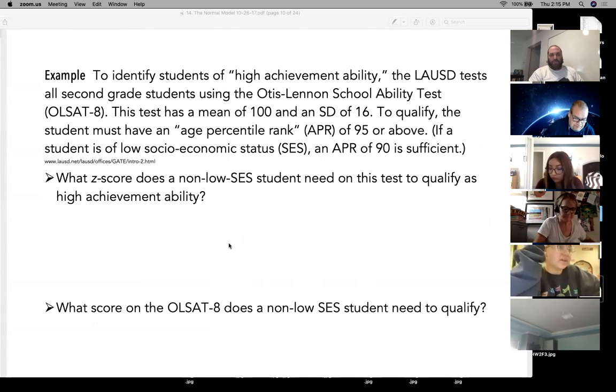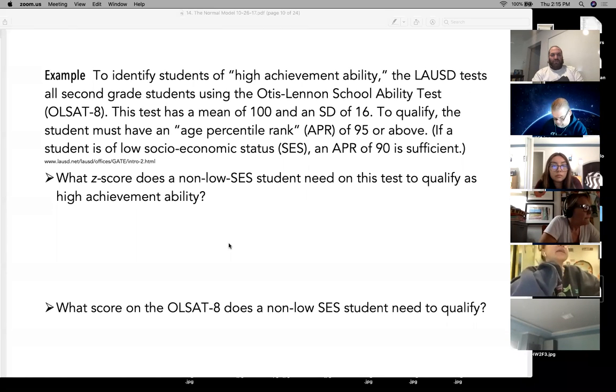Okay, so here's another example. It says to identify students of high achievement ability, the LAUSD tests all second grade students using the Otis Lennon School Ability Test, the OLSAT 8. This test has a mean of 100 and a standard deviation of 16. Now, those are important values. Everything until now is who cares, but this is important. Mean of 100 and a standard deviation of 16.